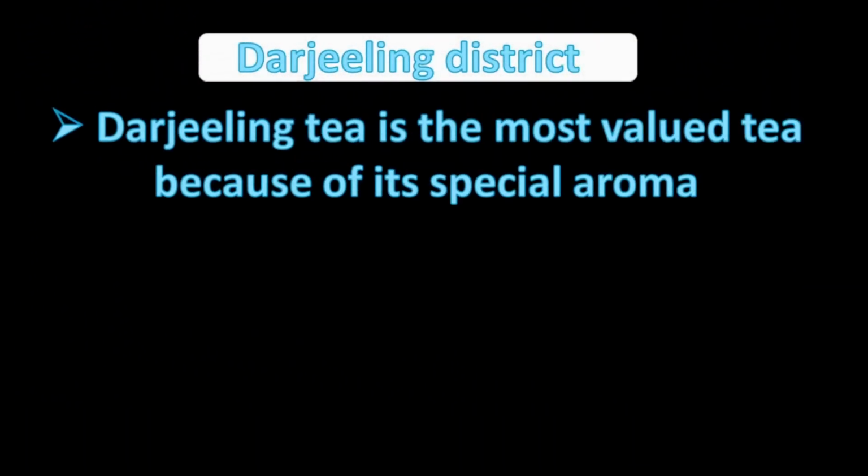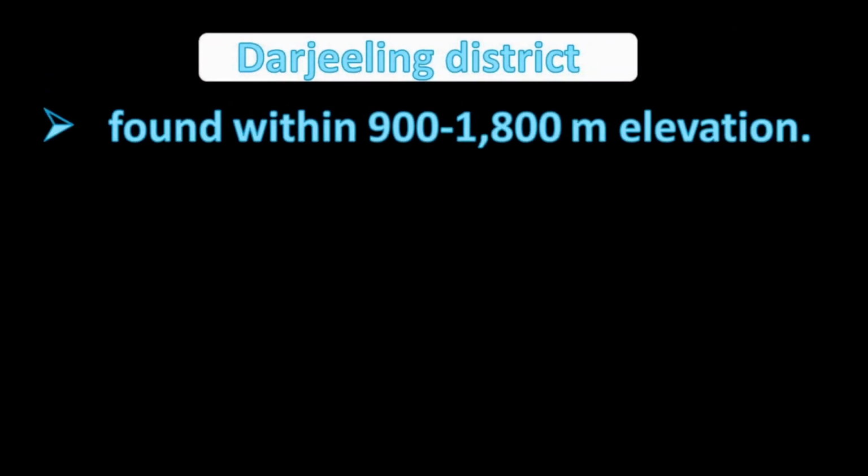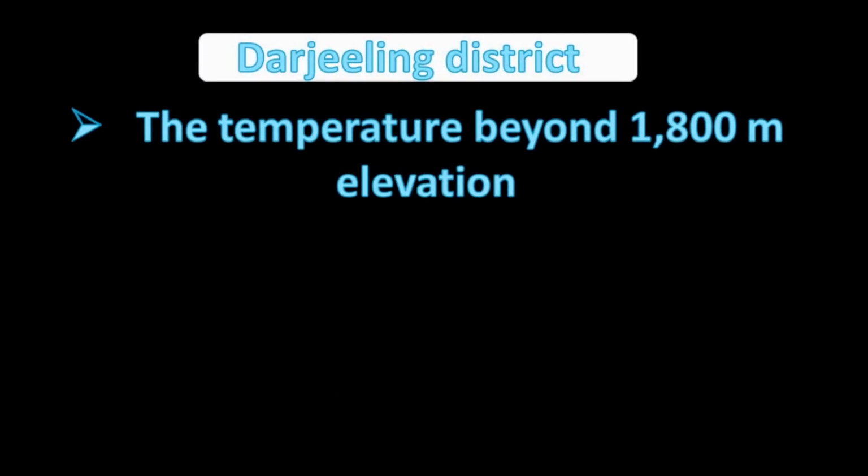Darjeeling district. Darjeeling tea is the most valued tea because of its special aroma. Annual rainfall of 300 centimeters, moderate temperature, and soils rich in potash and phosphorus give a special flavor. But the yields are quite low compared to other tea-producing areas in the Northeast. Tea estates are found within 900 to 1,800 meter elevation. The temperature beyond 1,800 meters elevation is low and does not support tea cultivation.